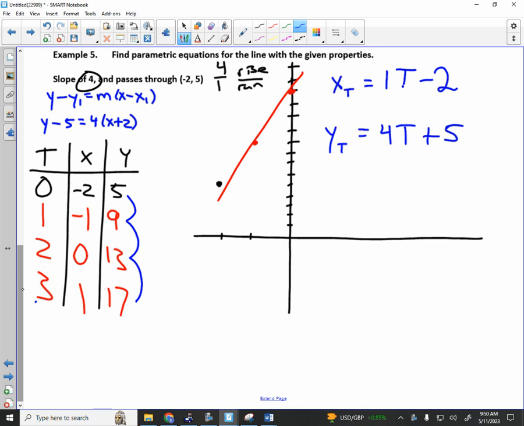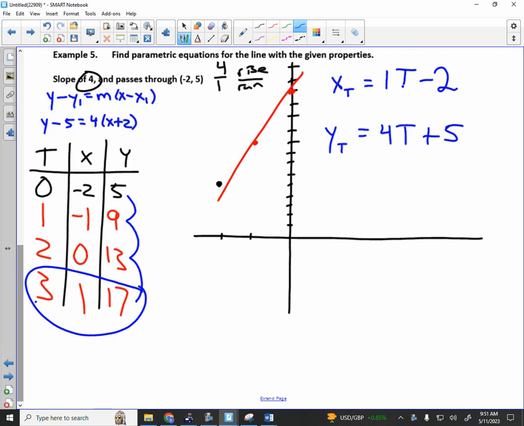Now let's just check our work. Let's check this guy right here. If you plug in 3 for t, you should get 1 for x. If I plug in 3 for t, do I get 1 for x? Yeah, and if I plug in 3 for t, I should get 17 for y. If I plug in 3 for t, I do get 17 for y. That checks out, doesn't it?